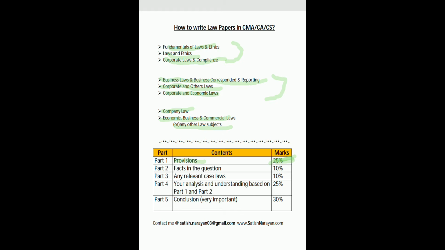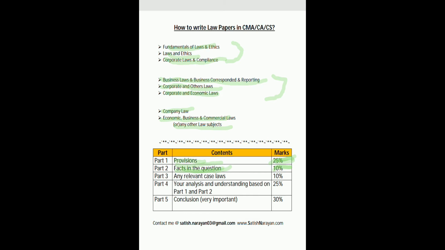Followed by part 2, again write the facts in the question. If you see that they've given, for example, Mr. X has been on the board of directors for XYZ company, with all those details, you can write those facts given in the questions without fail. This also ensure that you have it in bullet points. If this is rigorously followed, you can expect 10% of the marks allotted to that question.